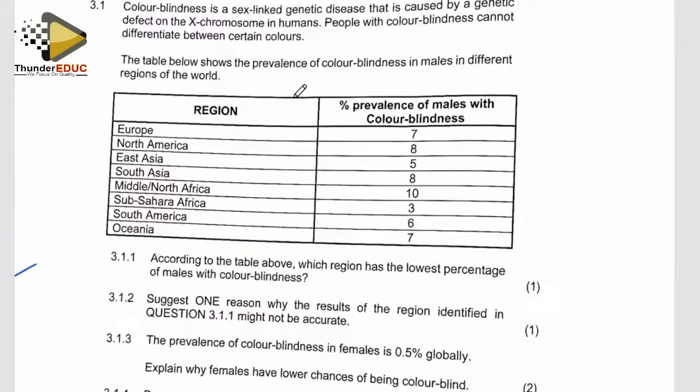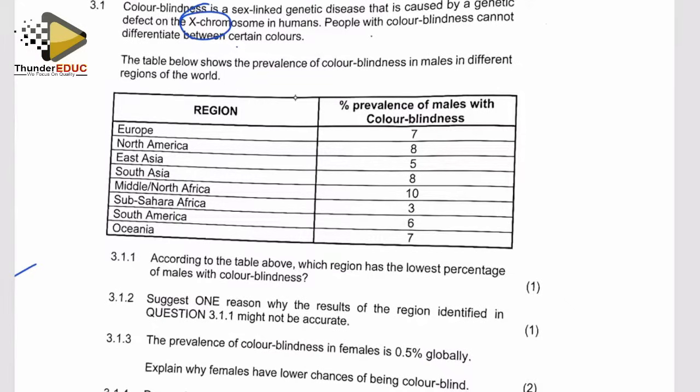They are saying color blindness is a sex-linked genetic disorder that is characterized by a genetic defect on the X chromosome. The moment you say X chromosome, it means that you want to use X and Y. They're saying that people with color blindness cannot differentiate between certain colors. According to the table, which region has the highest or lowest percentage of males with color blindness?